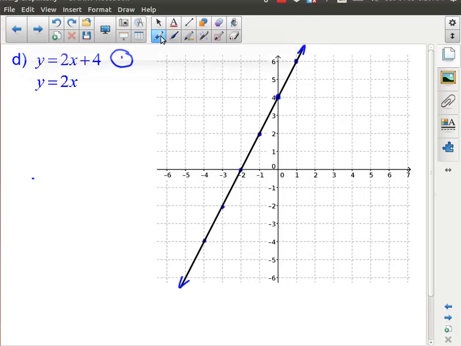For the second equation, y equals 2x, that means that's the same as 2x plus 0. It has a y-intercept at 0, and it has a slope of 2. Over to the right by 1, up by 2. To the right by 1, up by 2. For going the other direction, we go left by 1 and down by 2. Left by 1, down by 2.